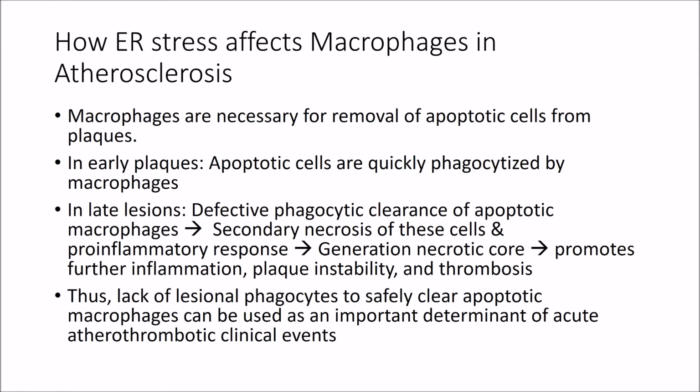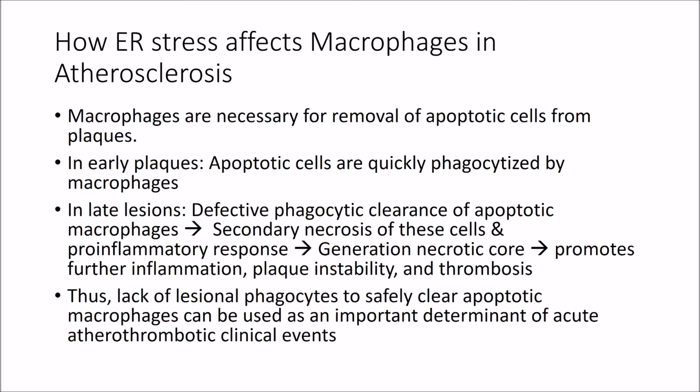Macrophages. Macrophages are necessary for the removal of apoptotic cells from plaques, so that's what they do in their normal function. In early plaques, they act normally, so apoptotic cells are quickly phagocytosed by macrophages. In late lesions, however, a number of factors may contribute to defective phagocytic clearance of apoptotic macrophages, leading to secondary necrosis of these cells as well as a pro-inflammatory response.